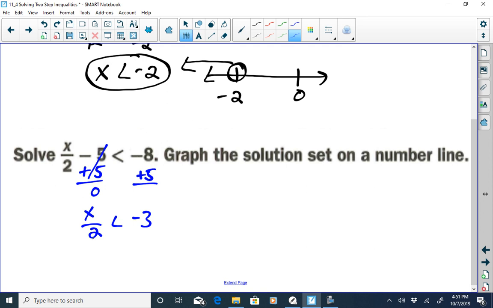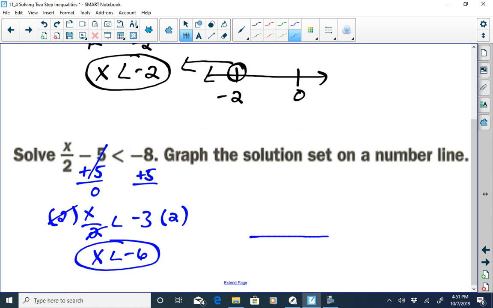Now here's a common mistake for students. We see division, but the variable is being divided by +2. So to get x by itself, we have to multiply both sides by 2. We're multiplying both sides of that inequality by a positive number, so we don't have to reverse the inequality here. 2 in the numerator is going to cancel 2 in the denominator, and we're left with x has to be less than -3 times 2, which is -6.